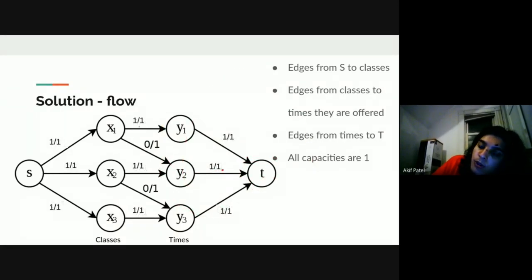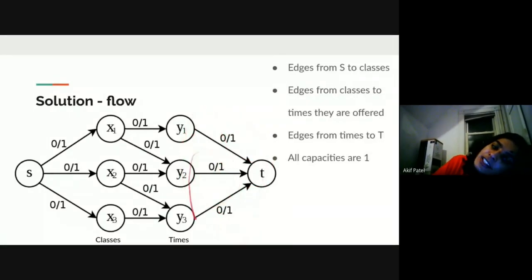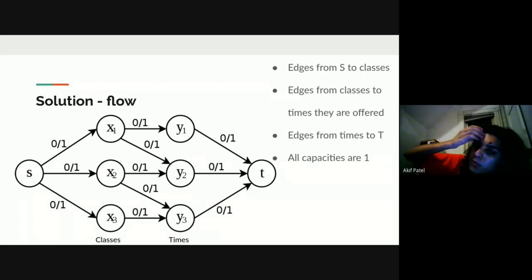So when you go to actually find the max flow, why does this work? Well, these edges constrain you to the fact that you can only take each class once. You can't have more than one flow going through each class because this edge has capacity 1, so you can only take each class once. Similarly, these edges constrain you to the fact that you can only use each time slot once. Only one flow can pass through it, so you can't use it more than once.